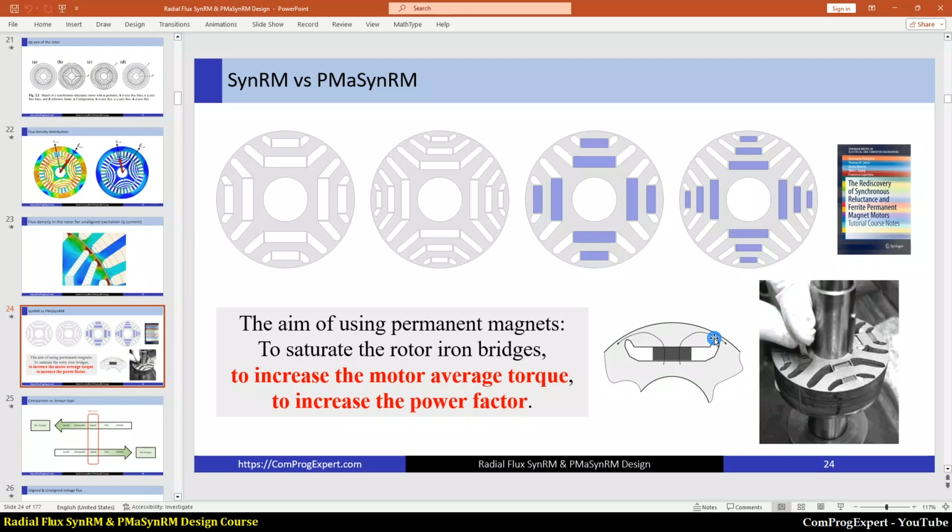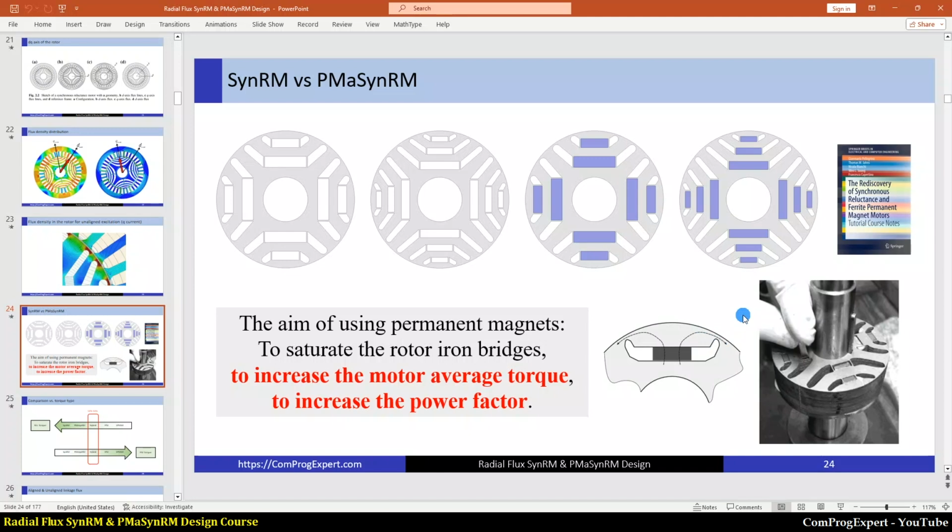So when we add magnets, as you can see here in this graph, some part of the magnet flux saturates the tangential ribs and the rest crosses the air gap to be involved in torque generation. So this part that saturates the tangential ribs improves the saliency ratio. So this is important.